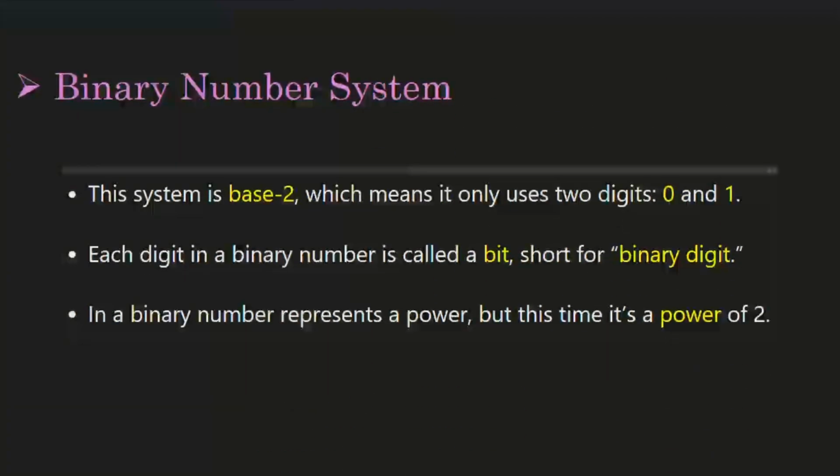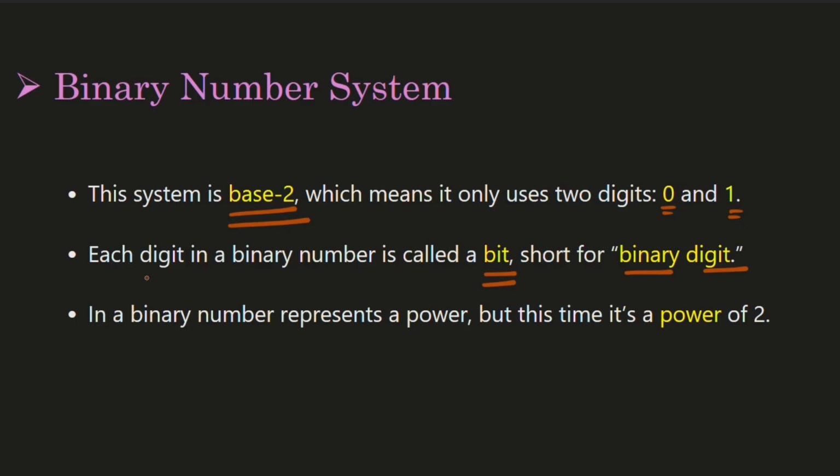Now, let's explore the binary number system. Binary is base 2, meaning it only uses 2 digits, 0 and 1. Each digit in a binary number is called a bit, short for binary digit. Just like in decimal, each position in a binary number represents a power, but here it's a power of 2.